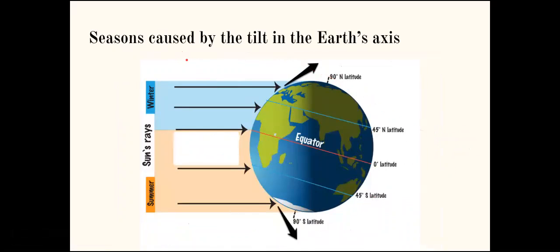The seasons are caused by the tilt in the Earth's axis. So in this case, the sun is over here. We have summer for the southern hemisphere because they are more directly facing the sun. They are closer. Whereas we in the northern hemisphere are kind of pointing away. And so you have winter. It's a little bit colder over in the northern hemisphere here.